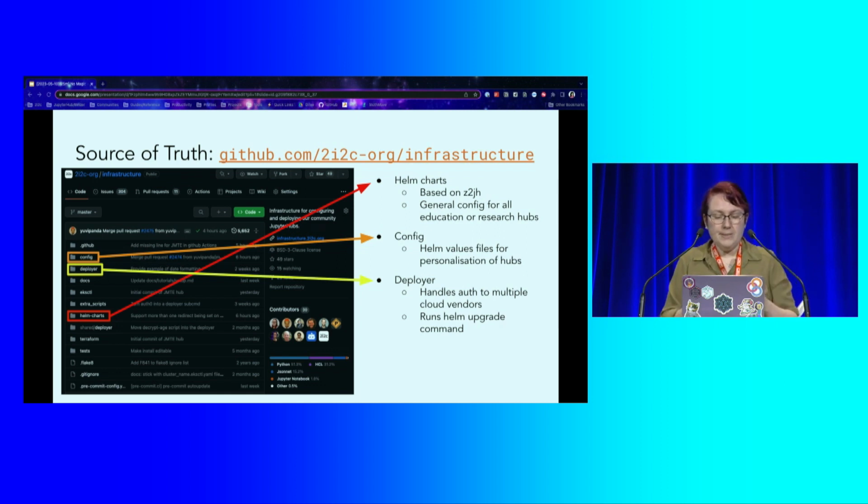And then the last piece of infrastructure I'm going to talk about today is a Python package that we call the deployer. This is how we handle authenticating to cloud vendors, multiple cloud vendors, without every engineer having to remember exactly which project each hub is run on. There's a little shortcut. And it also handles upgrading the Helm charts for each cluster as well.